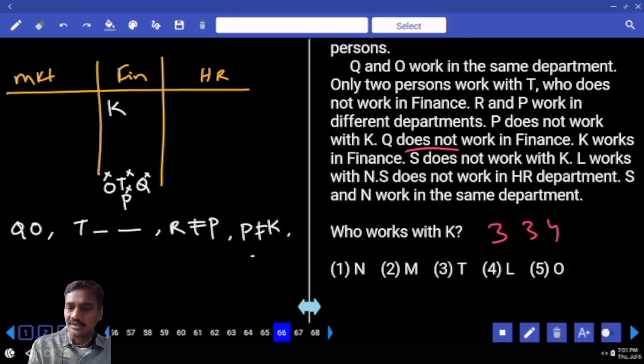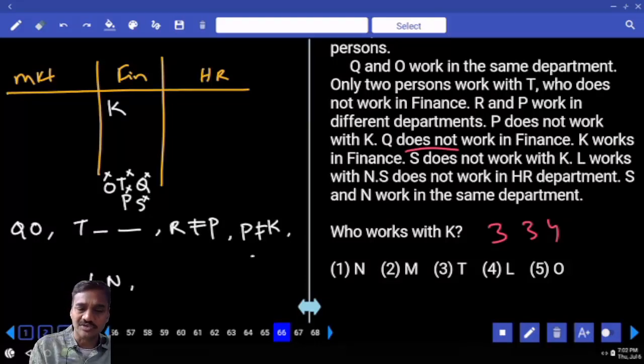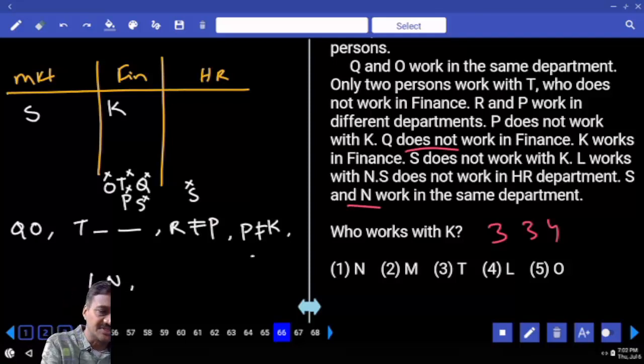K works in finance, and S does not work with K, so S cannot be at this place as well. L works with N; L and N are working together. S does not work in HR, so S must be in marketing. S is in marketing. N and L are in the same department, and this has been done.